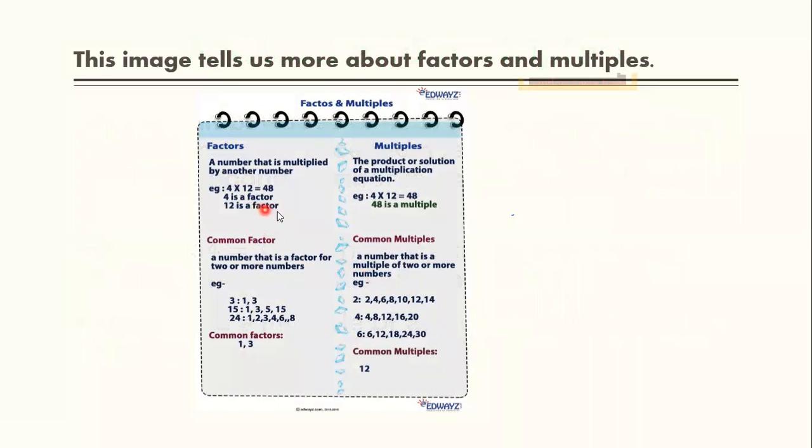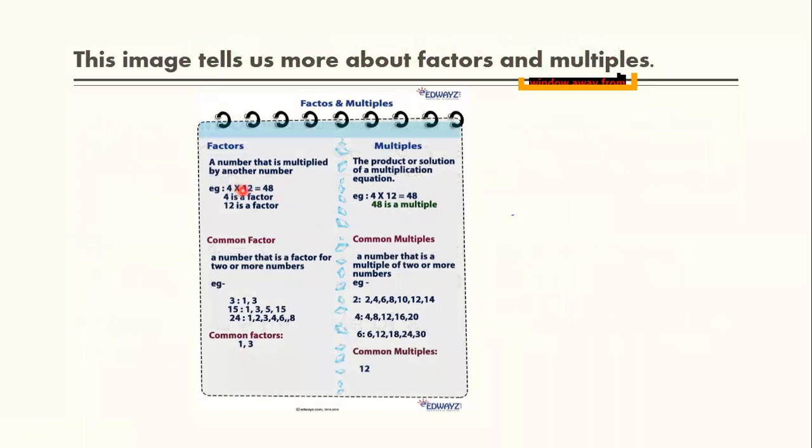So if we look at this picture, let's see what it tells us about factors and multiples. A factor is a number which is multiplied by another. So for example, a factor is the number that is multiplied by another number.